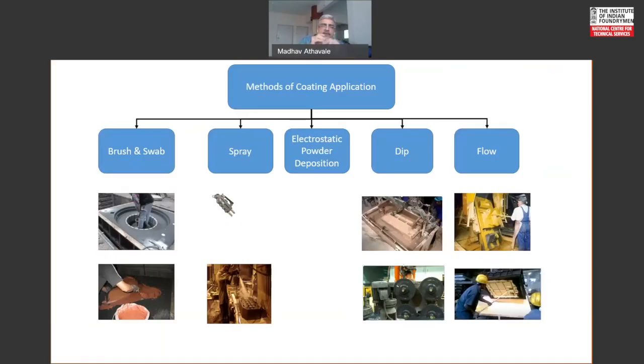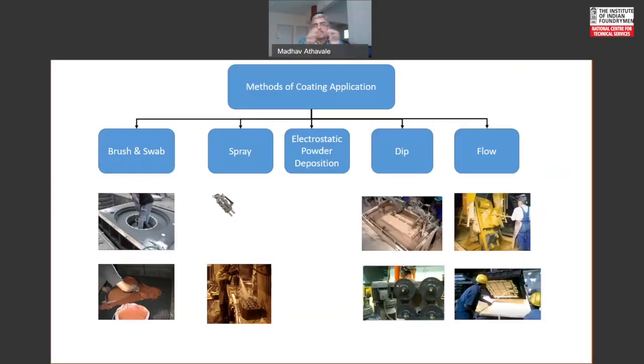Then before getting into electrostatic deposition, let us get to the dip and flow. Dip is typically meant for mass production, high volume, small size or medium size cores. So it can be manual application, it can be semi-manual, or it can be a fully automated dipping operation. But the numbers are very large. The core shapes can be complex, so dipping is the best way, because either swab or brush will take too long a time, and we'll see one by one the merits and demerits of each one of them.